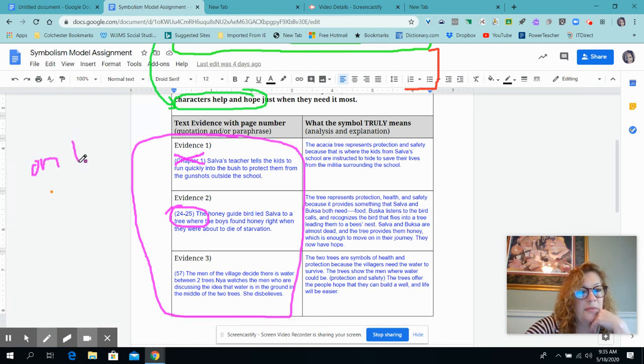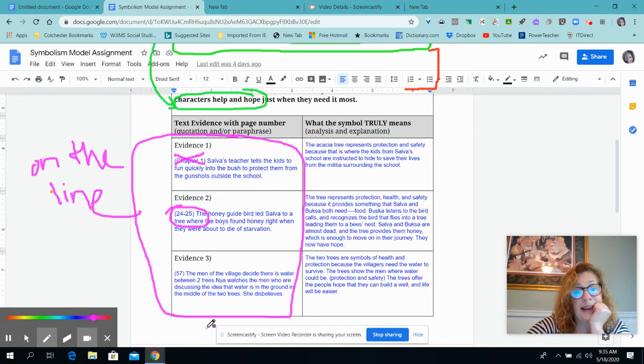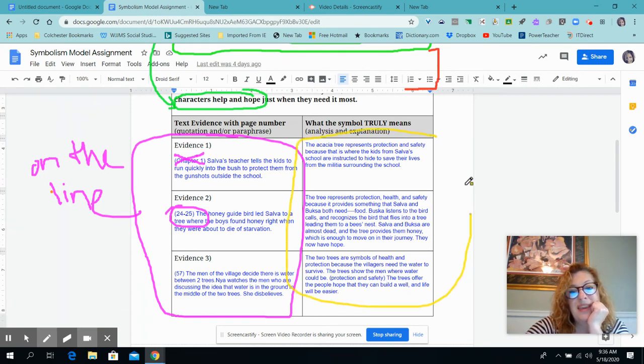Let's see if I could write it. Oh, I'm pretty impressed with myself, I have to say. This is on the line thinking. Over here, this is very different. In this column, you have to go beyond the line. What could it mean? So I want you to take a look, and I'm just going to write beyond because you guys can figure out that I mean beyond the line.